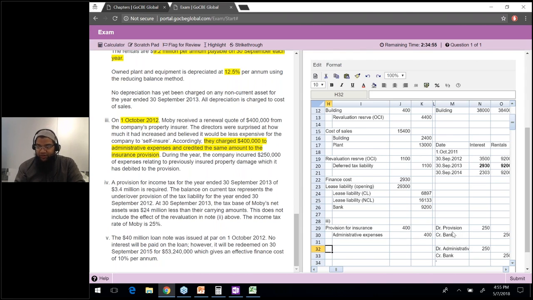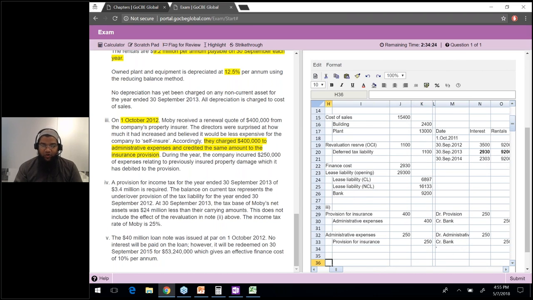So now what correcting entry should we be recording? Because the question has recorded an incorrect entry, we should be debiting the administrative expenses by 250 and we will be crediting the provision, which the question has already debited. So your entry is administrative expenses debit and provision for insurance credit for adjustment number three.